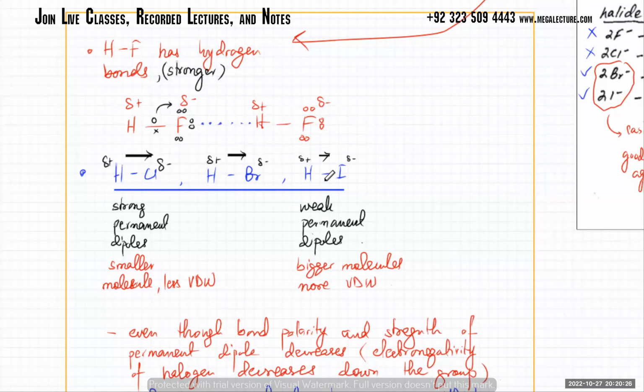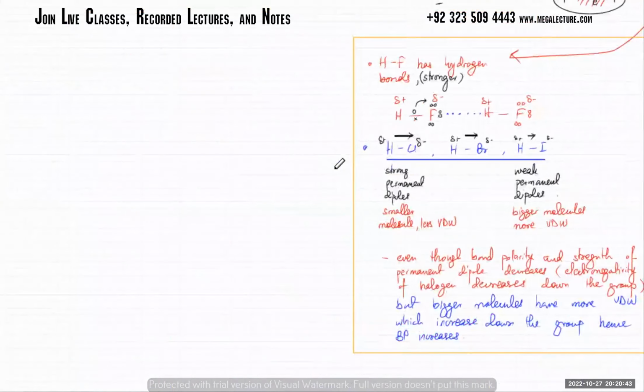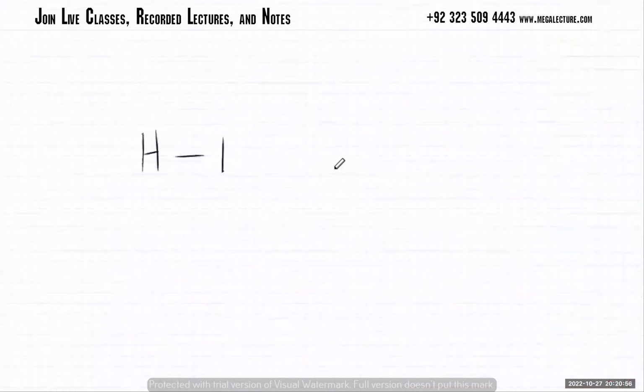What happens is that even though HI has a very weak permanent dipole, it's got a pretty strong instantaneous dipole. So then, is this dipole thing clear to you? Yes, sir. But I'm going to explain this anyway.